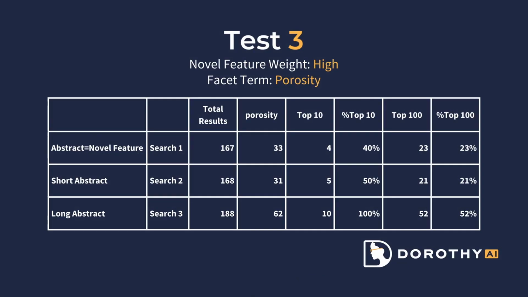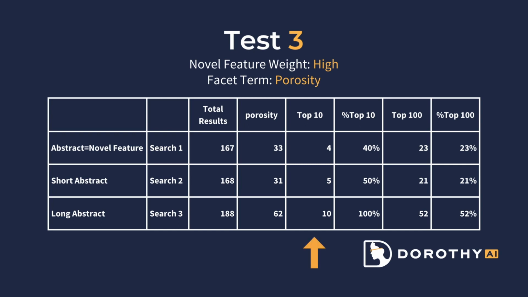Those results have been returned and analyzed. Let's take a look. Okay, this table is set up exactly the same way. We have our abstract novel feature, our short abstract, and our long abstract. If we look at the number of results that contain a description of porosity, that number has definitely increased here because we've added that facet term.